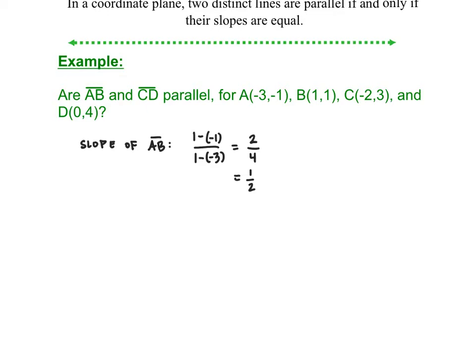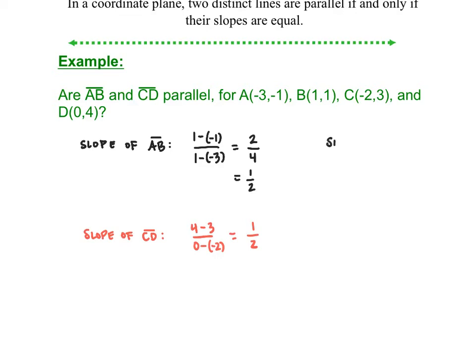Okay, let's look at the slope of CD. Using similar methods, I'm going to take the y value of D minus the y value of C over the x value of D minus the x value of C. We get 1 over a positive 2, which is 1/2.